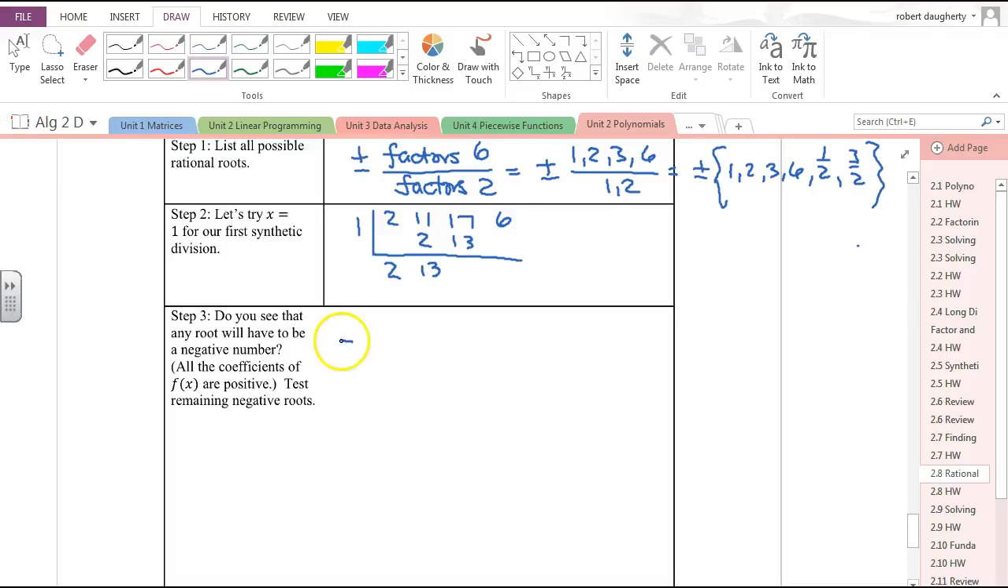So let's test it with a -1. So 2, 11, 17, and 6. You bring the 2 down. -1 times 2 is -2. Add those numbers to get 9. -1 times 9 is -9. 17 minus 9 is 8. When I get this far, I can tell it's not going to work, right? -1 times 8 doesn't give me -6.